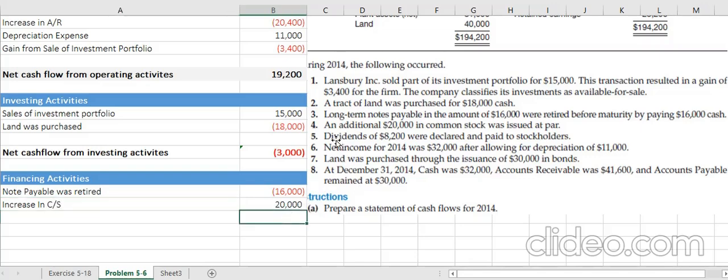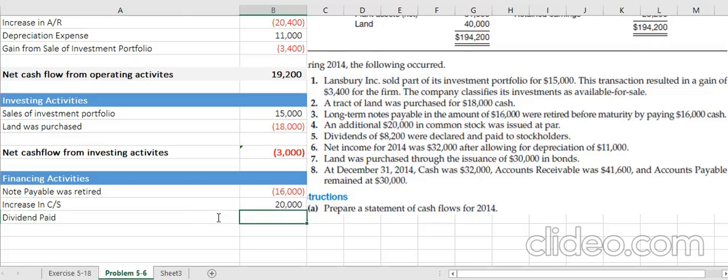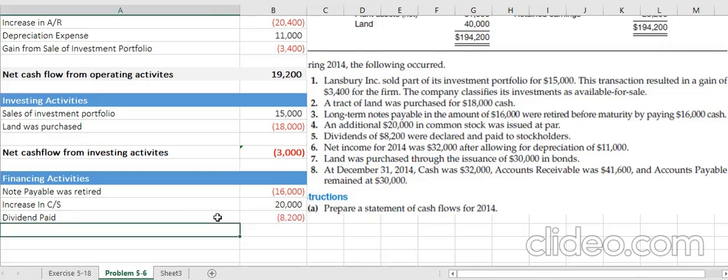Okay, number 5, dividends of $8,200 were declared and paid also. So dividend money was paid. Dividend payment is a financing activity. Dividend received, that's related to the operations, but that's another discussion. Okay, so dividend paid is a financing activity. I will write here dividend paid. How much money was paid? 8,200. So if it is paid, then it is a cash outflow. Okay, that was number 5.